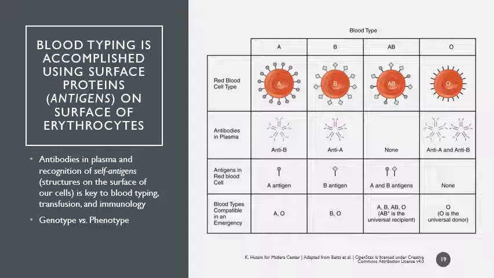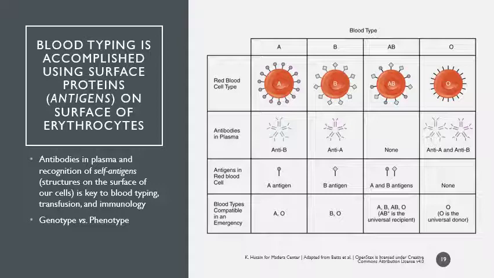So just like with the adaptive immune response, there are antibodies circulating in our plasma for different blood antigens. If you are type A and you get exposed to type B blood, then you start producing anti-B antibodies. If you're type B and you get exposed to type A blood, you produce anti-A antibodies. If you're type AB, you don't produce any of those antibodies. And if you're type O, you have both anti-A and anti-B antibodies.